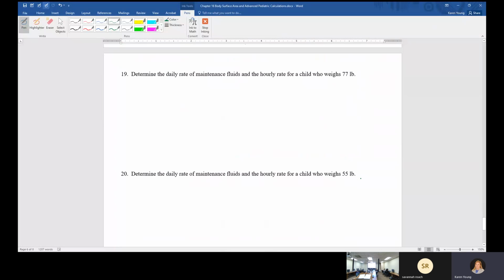So number 19, instead of having kilograms, this time our patient weighs in pounds. So what's the first thing I need to do? Convert it to kilograms. Yeah, convert it to kilograms. So it's 77 pounds over 1 times 1 kilogram over 2.2 pounds. And that gives me 35 kilograms. Okay.